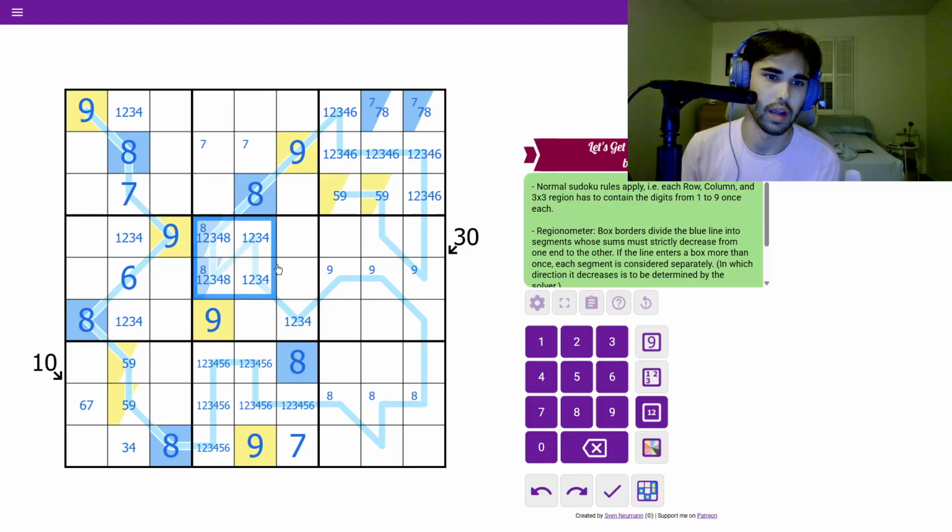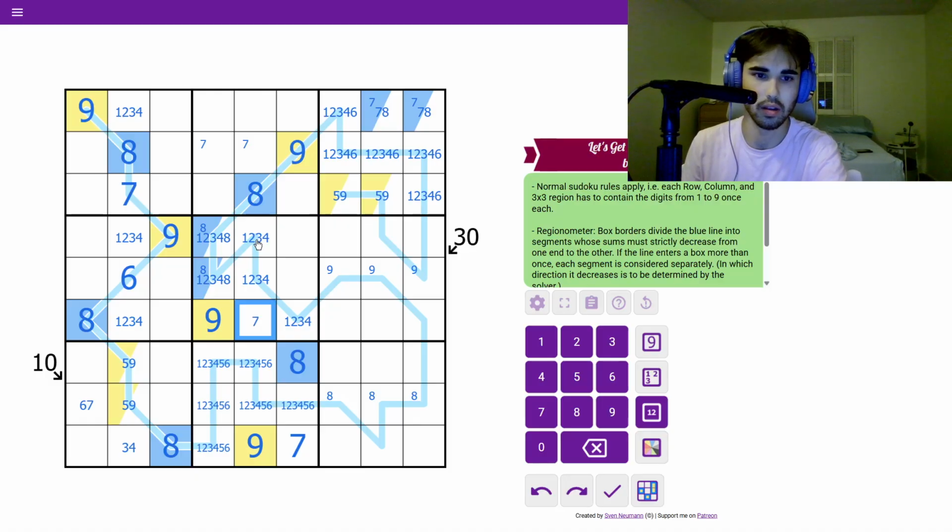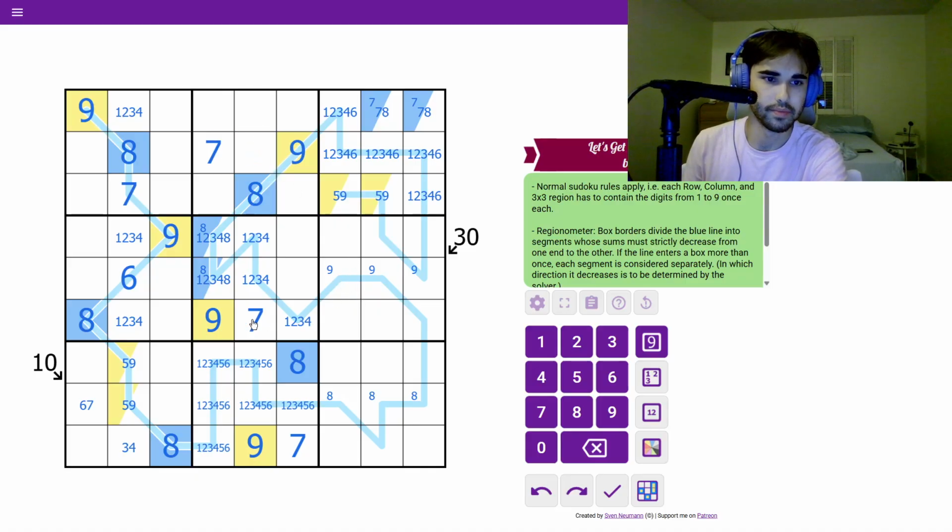1, 2, 3, 4, 8. Then these last digits must be 5, 6, 7. And 7 is pointing at those. So this is a 7. I didn't see that. I'm so sorry. How do I just place the digit? All right, there. 7 there, 7 there. Does that do anything for me? Not quite. In terms of Sudoku, I don't think it does much.